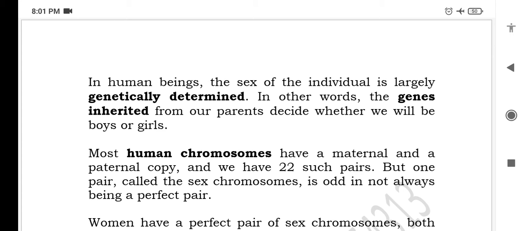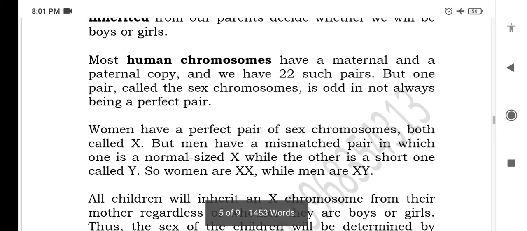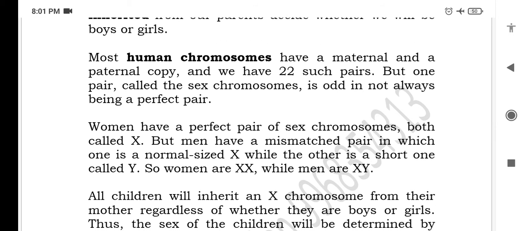In other words, the genes inherited from our parents decide whether we will be boys or girls. Most human chromosomes have a maternal and a paternal copy, and we have 22 such pairs. But one pair, called the sex chromosomes, is odd in not always being a perfect pair.